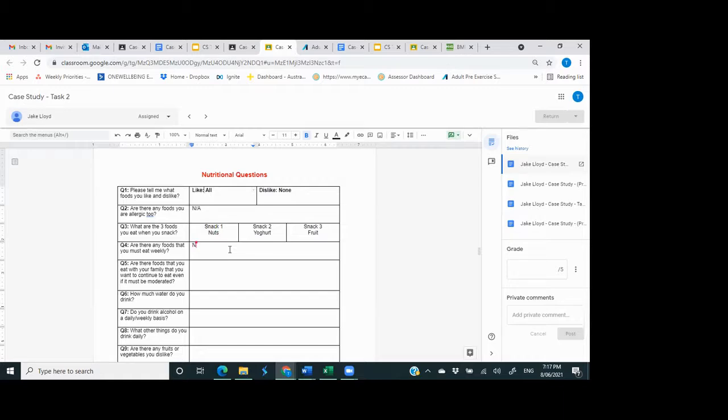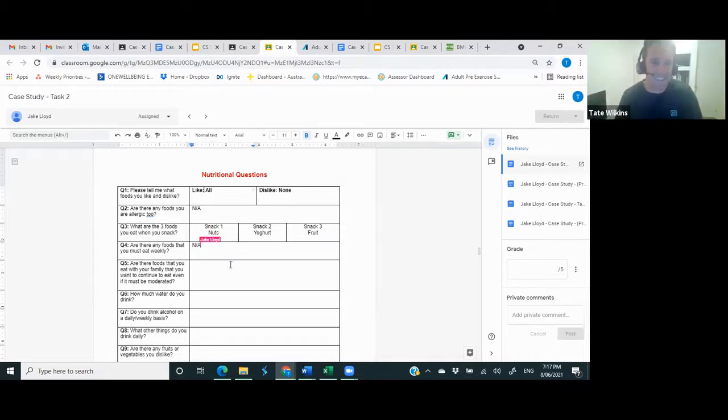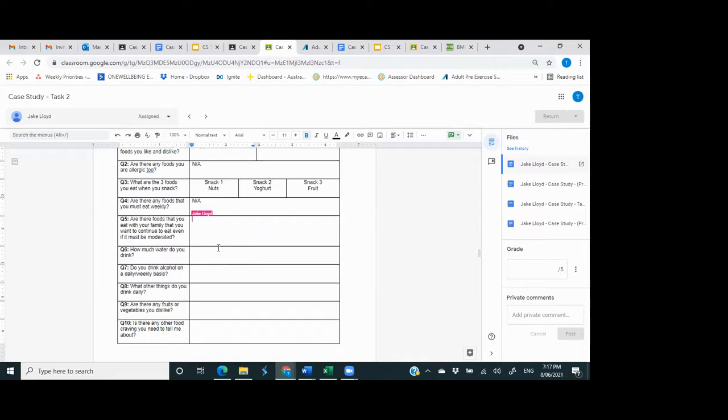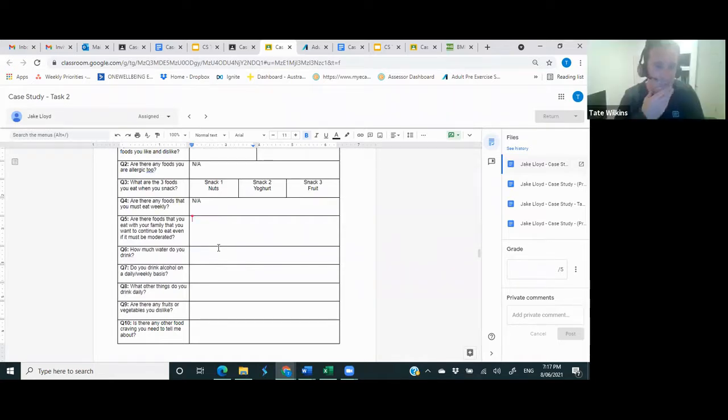Here we go. Are there foods that you eat with your family that you want to continue to eat? Nah, I'm fine, but the reason that question's in there is, say I'm training a client from a big Italian family, and I'm trying to get them to cut the carbs down, and all of a sudden they're telling me every Friday night they have to have the big family dinner. For me it's no, but I thought I'd explain what they're going on about there. Okay. How much water do you drink?